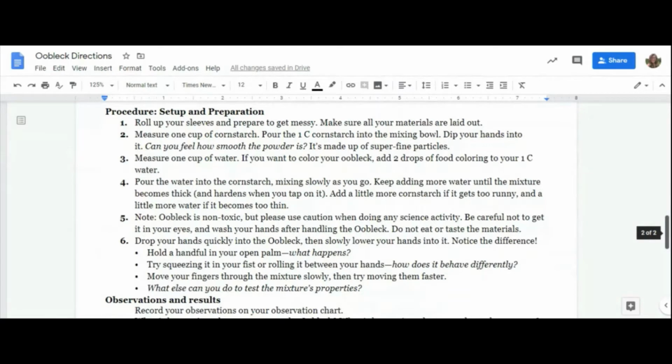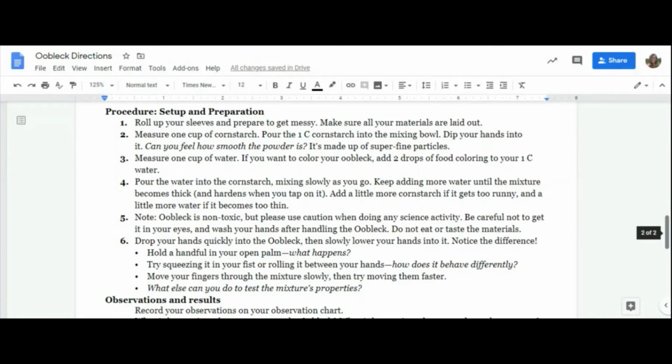So to start, if you're getting set up, you want to roll up any sleeves and prepare to be messy. Like I said, Oobleck is easy to clean up, but it does make something of a mess. So you want to try to contain that mess as much as possible so that you don't have to clean up so much. Make sure all your materials are laid out. So I have a lot of cornstarch here. I have more than a cup of cornstarch.